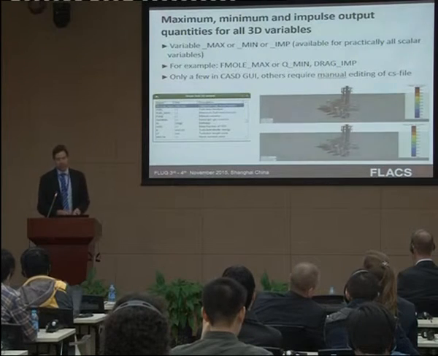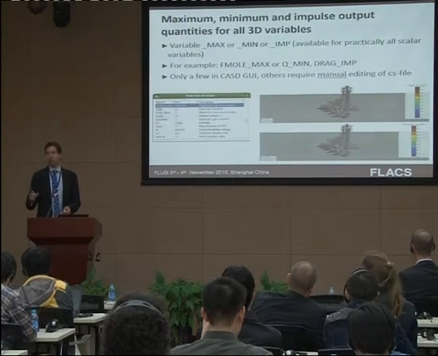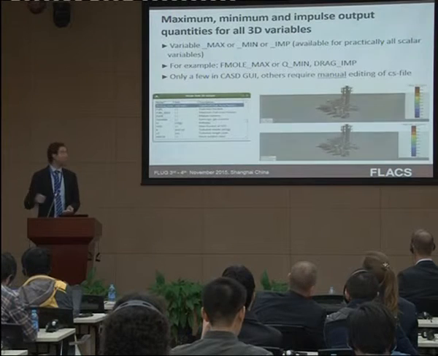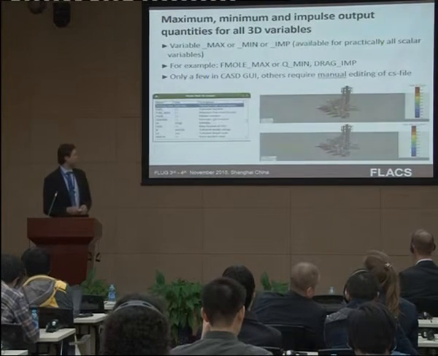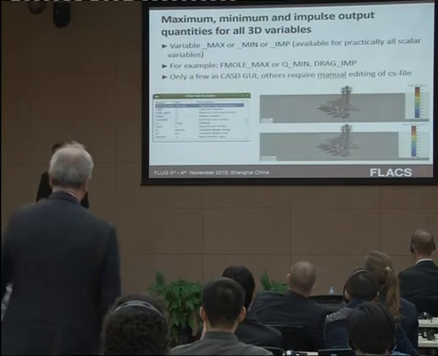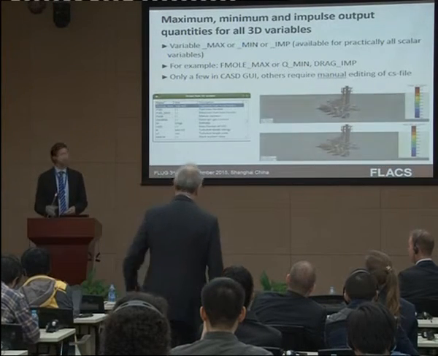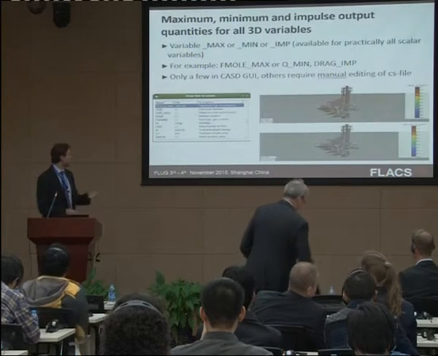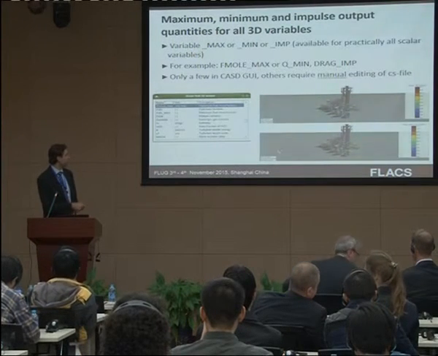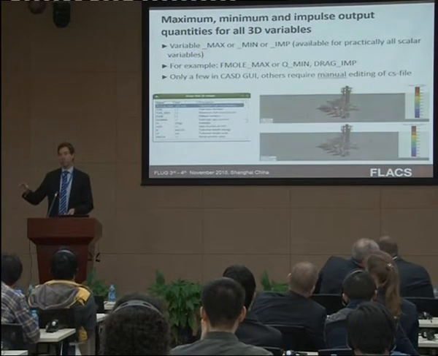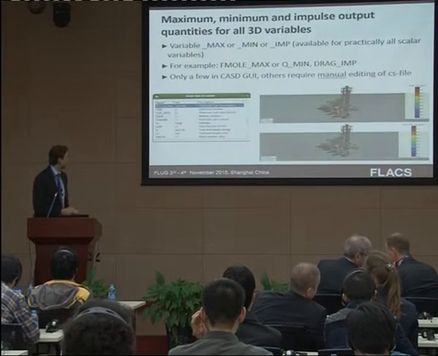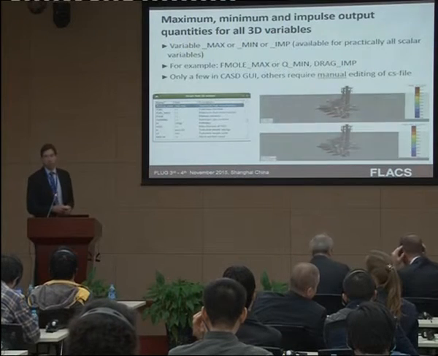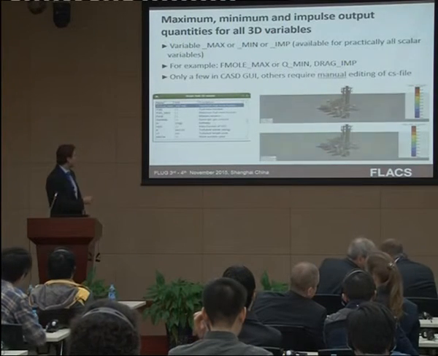This is quite nice. For every single 3D variable, you can now use maximum, minimum or impulse. Impulse is the integrated variable. This is really good. Before you had this only for overpressure, so Pmax. Now you have this for everything. In this example, I'll show Fmol max, the maximum concentration in every cell. It works the same as Pmax, but now for concentration.